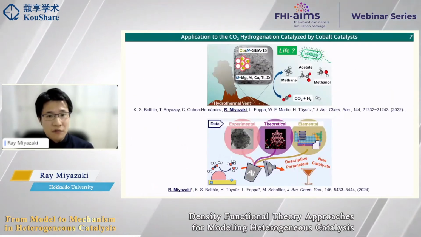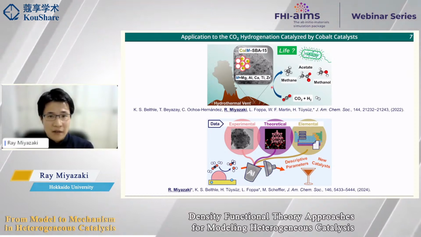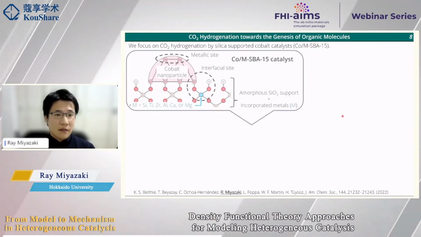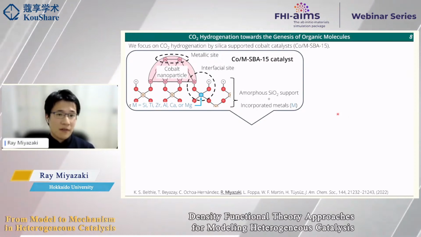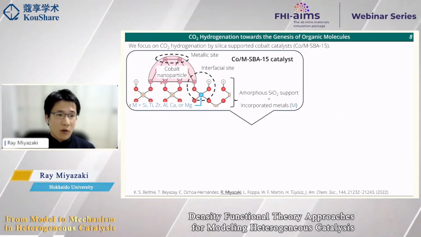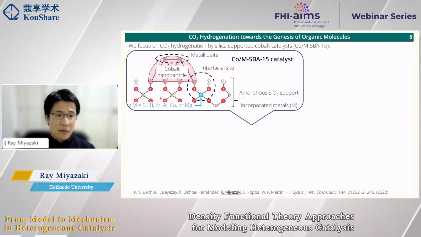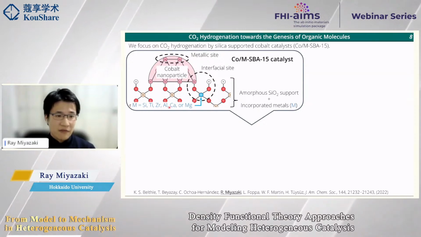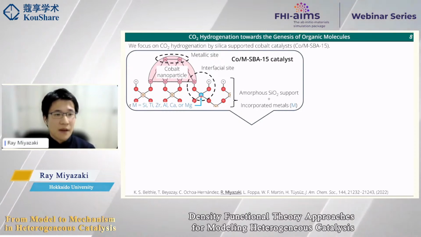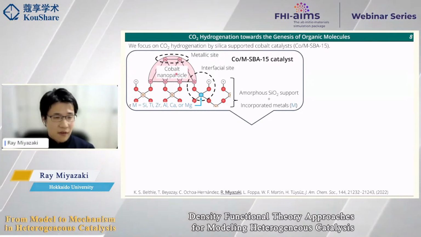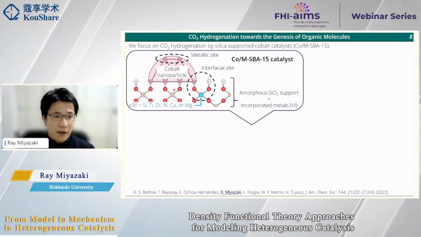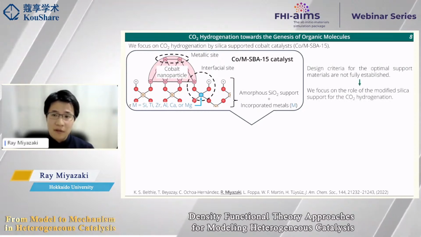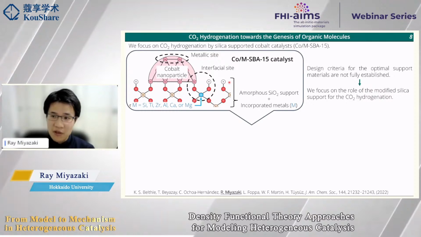So today I would like to focus on one application of my DFT calculations, CO2 hydrogenation by cobalt. In this project, I focused on this cobalt catalyst. Here, a cobalt nanoparticle is supported on a modified amorphous silica support. And the important point is that additive metals are incorporated in the silica support. In this kind of catalyst, not only the metal nanoparticle, but also the support material and the interaction between them are very important for the catalytic performance. But the design criteria for the optimal support materials are not fully established yet.